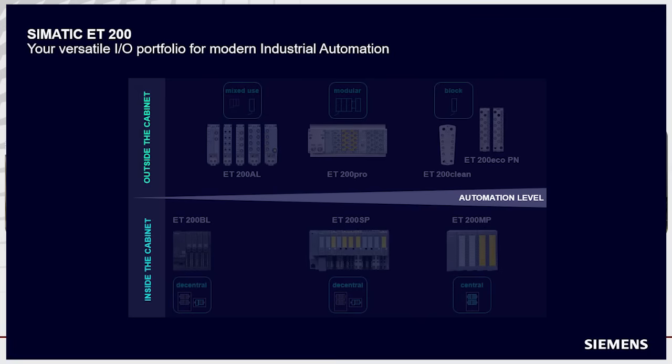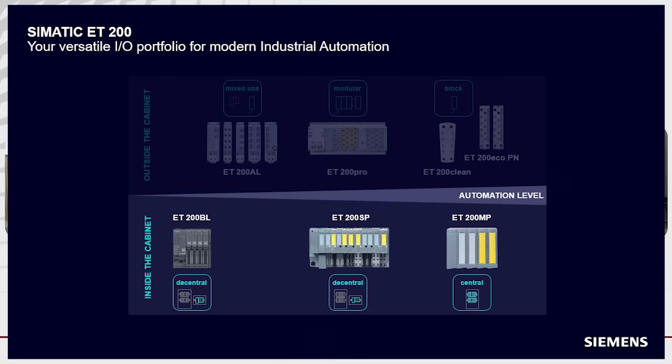We typically categorize our systems based on whether they're used inside the cabinet or outside the cabinet, and by their automation level or complexity. And for solutions designed to be inside the cabinet with protection class IP20, we have a few key players. Let's start with the graphics on the right-hand side. Our Simatic ET200MP system for central, highly scalable solution, which also offers a high density of channels.